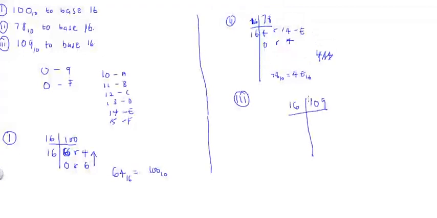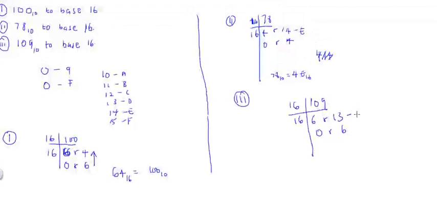So 109 divided by 16 is 6 remainder 13. So 6 times, remainder 13. So this number is less than 16, so 6 divided by 16 doesn't happen, so 0. The 6 comes down here. Remember, the equivalent of 13 in base 16 is D.